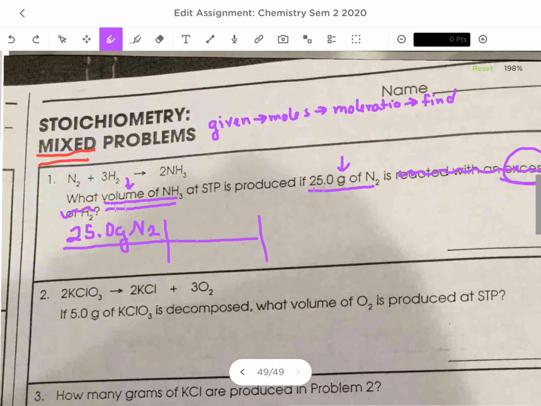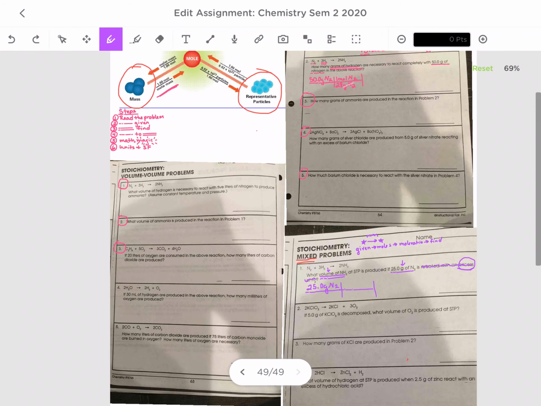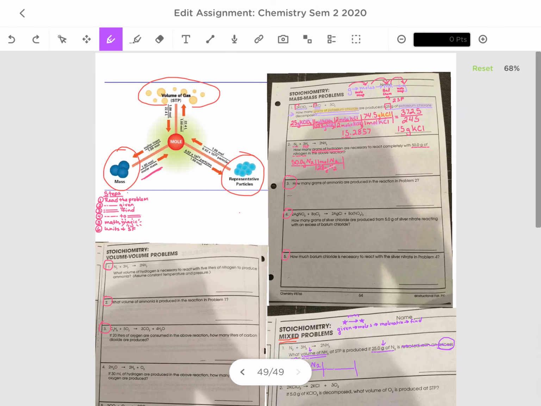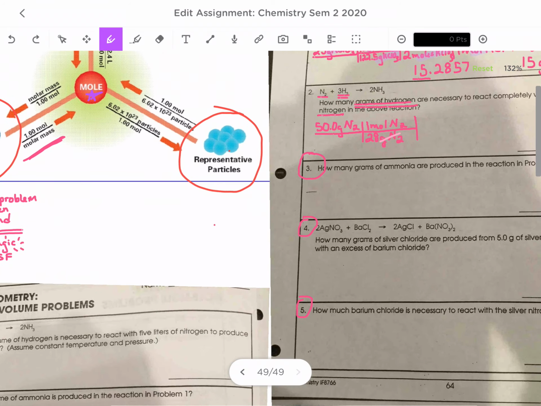Now, if I look up here, I go from the given to moles. When I do that, I use my mole map to do that. So let's check up here and see what we have to do. So to go from mass city, which is right here, to mole city, I have to use 1 mole over the molar mass. Okay, that's fine. I can do that.